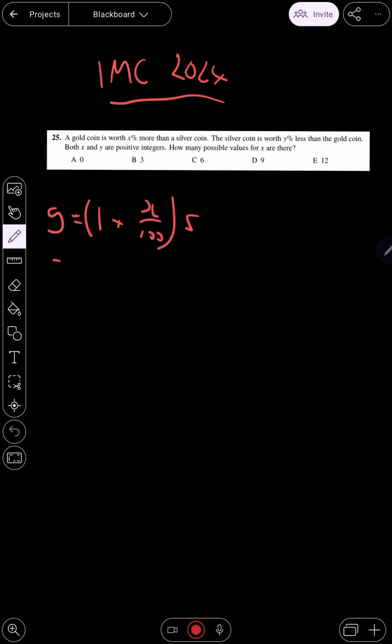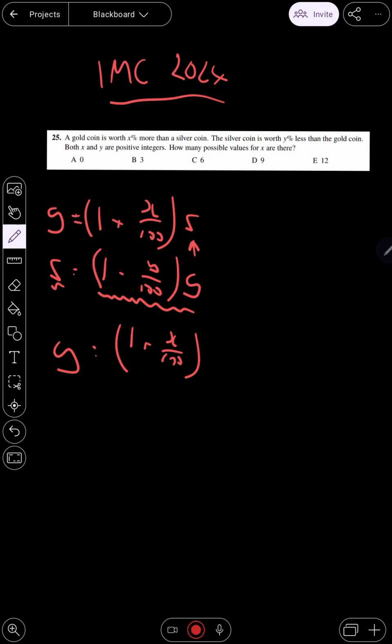Now this next sentence says exactly the same thing for S, but this time it's a decrease, so we'll put a minus in here and a y percent instead of x, so it looks like this. We can put this entire thing, which we know is equal to S, into there to give us G equals 1 plus x over 100 into 1 minus y over 100 times G. Now the G's clearly cancel to give us 1 equals bracket times bracket.